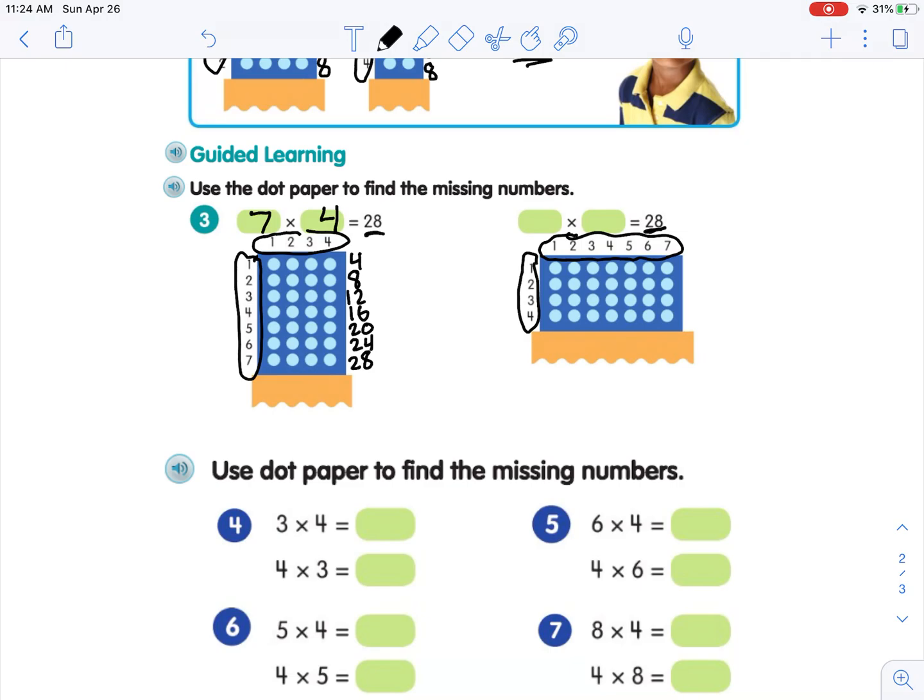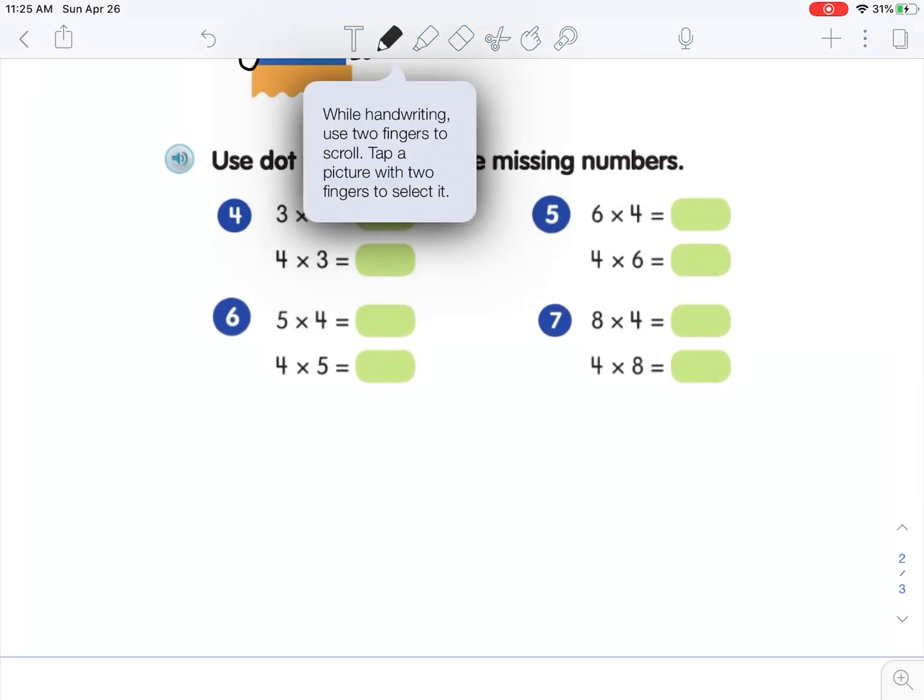So this time, if I counted all of these dots, I would still have 28, but the only difference is this time it's going to be 4 times 7, which is 28. Because you can skip count by 7s too, right? 7, 14, 21, 28. Or you could just skip count by 4 7 times again. You're still going to get that same answer. 7 times 4 is 28, and 4 times 7 is 28.